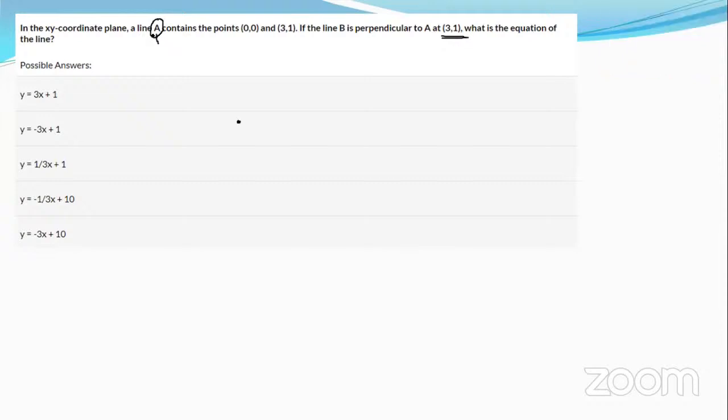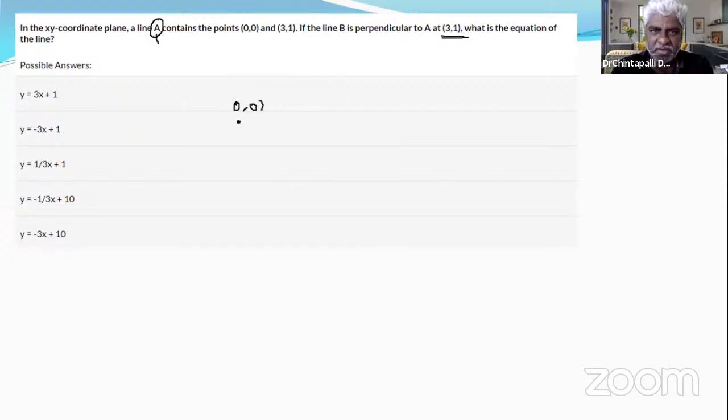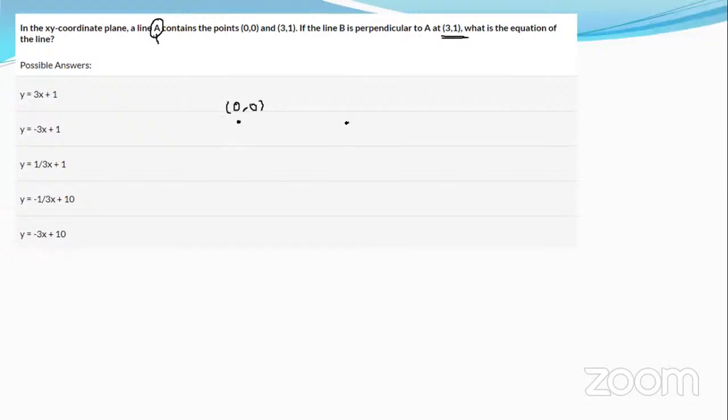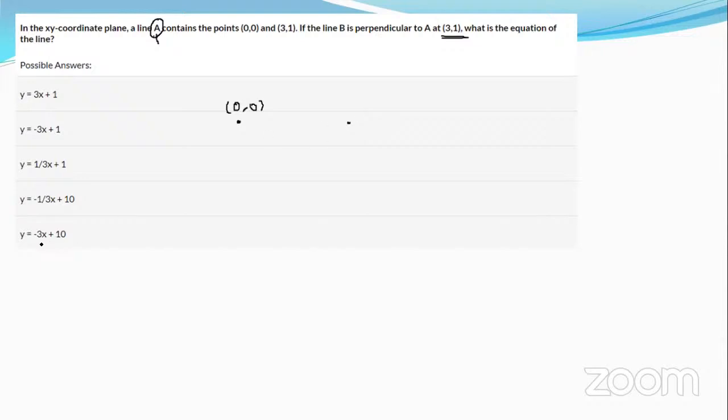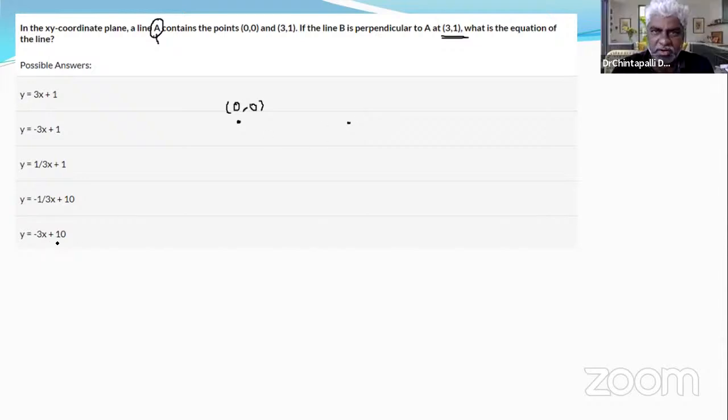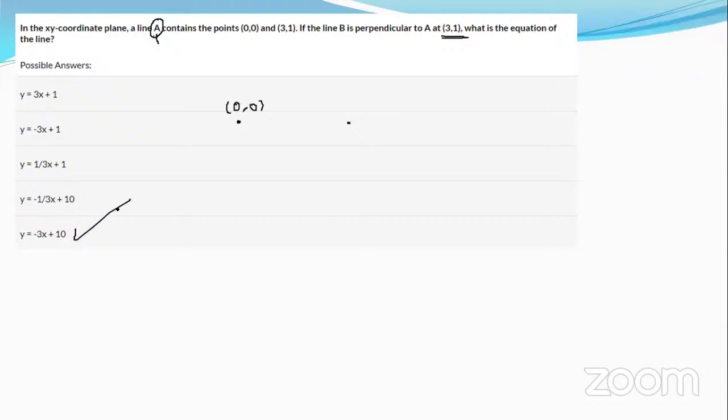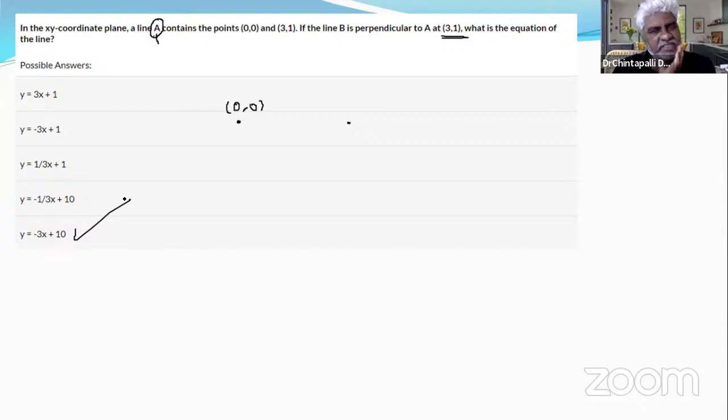Is it the last option, sir? Is the answer y equals negative 3x plus 10? Yes, yes. Very good. That's correct. Negative 9 plus 10, positive 1. I solved this slope, sir, and then I put it in y minus y1 equals m times x minus x1, and I got the answer. That's good. Right, right. Very good. Clearly it's the correct answer.